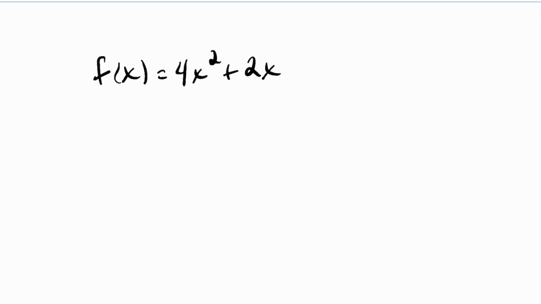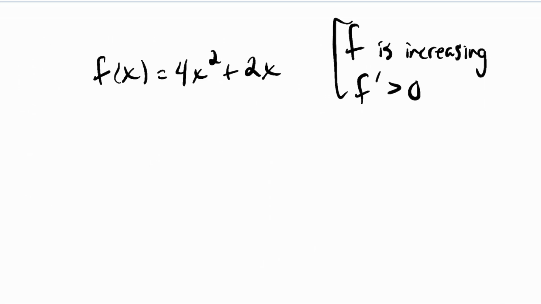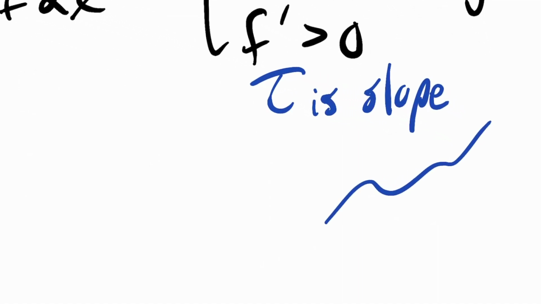So if we want to look for where a function is increasing, if f is increasing, that corresponds directly with f prime being positive. Those two are directly connected. If the function is increasing, the derivative is positive, because remember, the derivative is slope. The derivative tells you the slope of the graph at a certain point. So if your graph looks like this, then this is just a reminder. Right here, the graph is increasing. The slope is positive because the tangent line is positive.